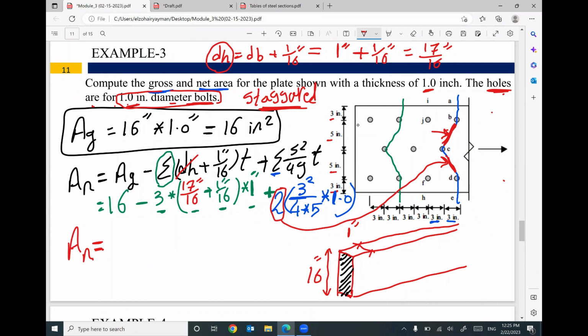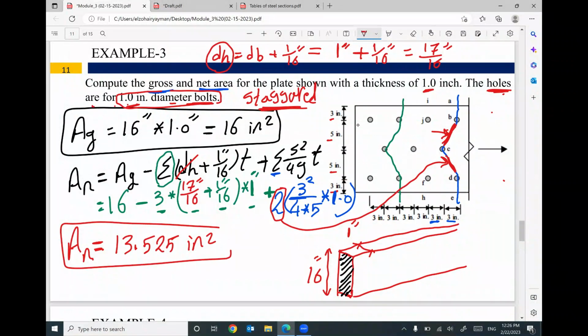For this example, I have my calculator and I can find it. It will be 3 squared divided by 20 times 2 plus 16 minus 3 times 18/16. Your area net equal 13.525 inch square.